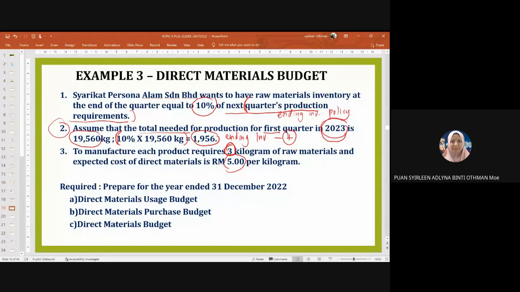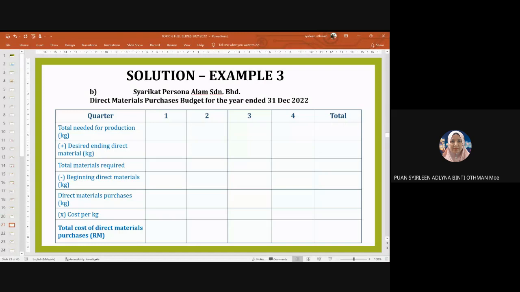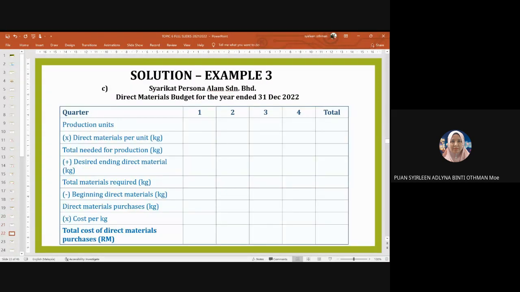Okay, I am going to do it in one straight budget lah. Ni usage. Okay, ini purchase. Ini bila dia dah combine. Okay, tak apa. In your nota you have one full direct materials budget, right? Okay, yang tu nanti yang kita akan fill up. This one lah, yang ni yang you akan buat ikut nota you. Tapi madam akan tunjuk separately dulu.